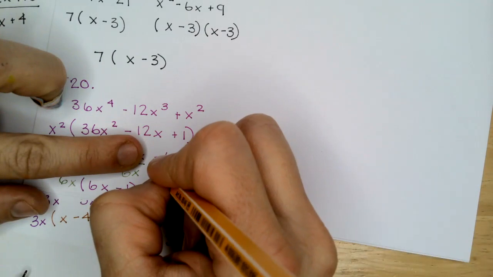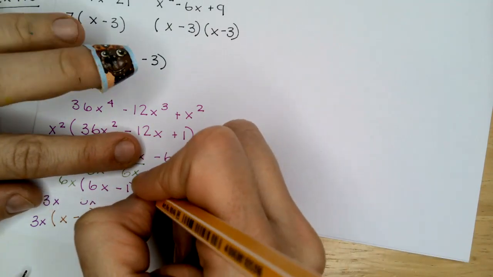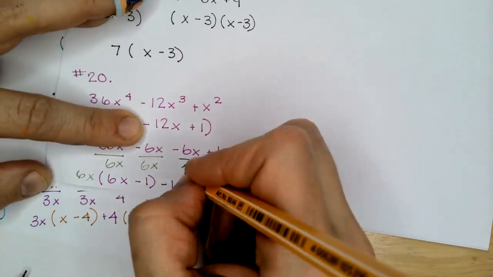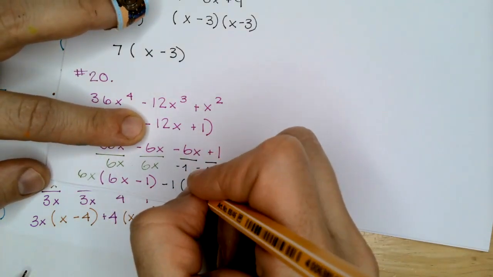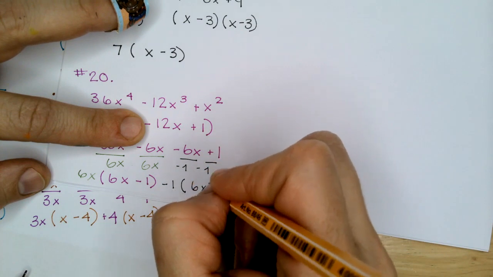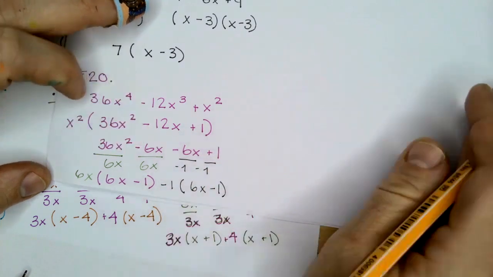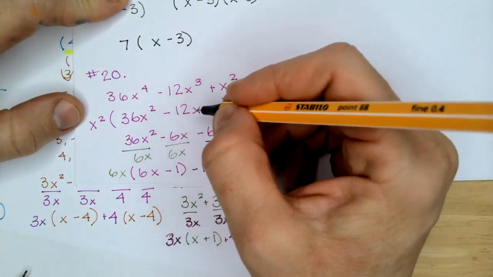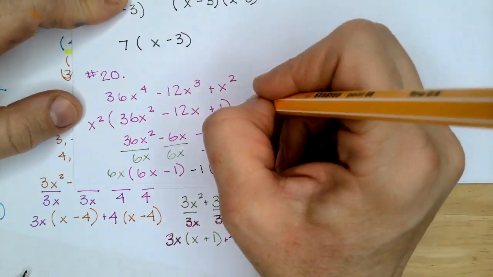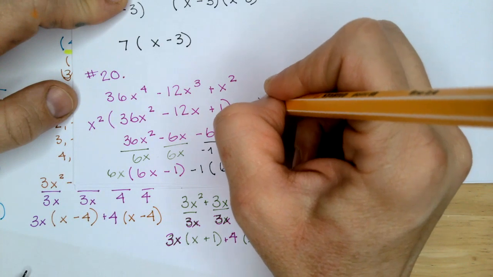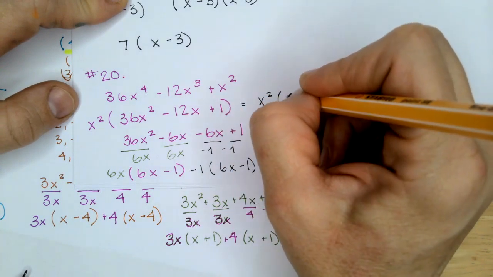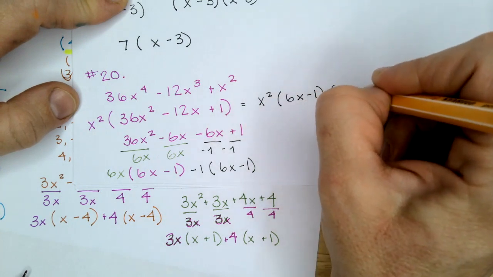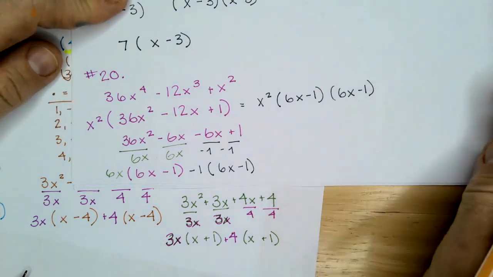Here there's no common factor, so it would just be 1 times the quantity minus 1. Negative 6x divided by negative 1 would be 6x. Positive 1 divided by negative 1 is a negative 1. So 36x squared minus 12x plus 1 factors to x squared times 6x minus 1 times 6x minus 1 for number 20.